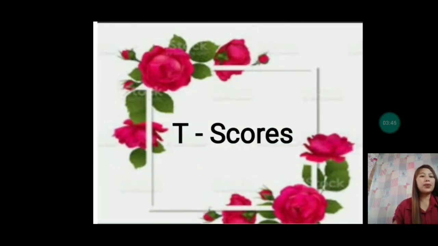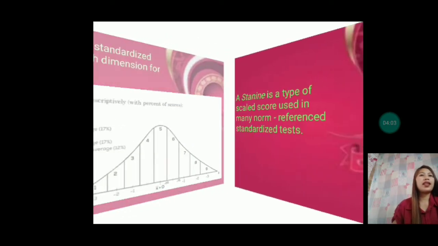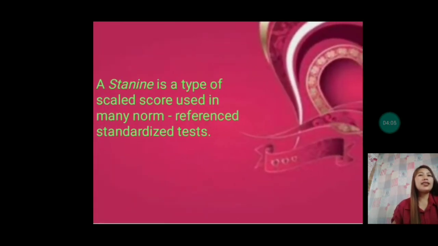Now, let us proceed to T-scores. So, what are T-scores? T-scores are standardized scores on each dimension for each type. Stanine is defined descriptively with percent of scores. So, what is a Stanine? A Stanine is a type of scale score used in many norm-referenced standardized tests.